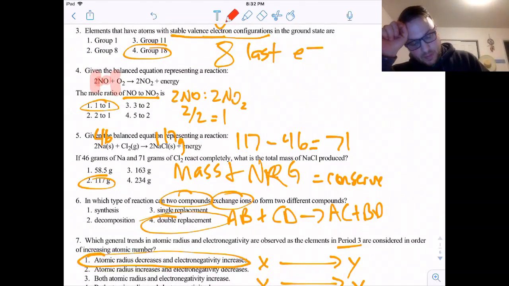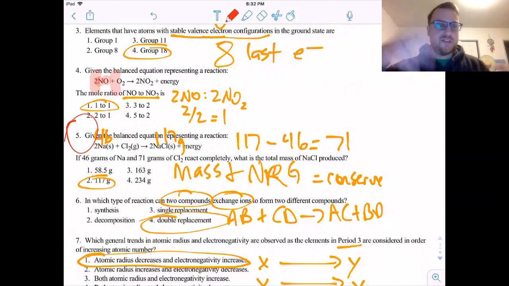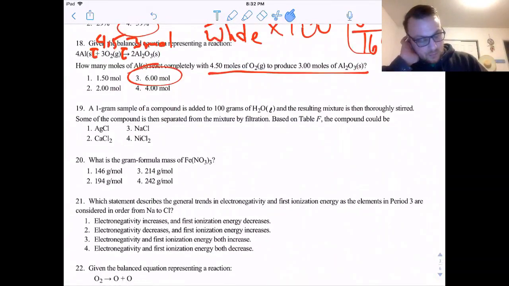So from the reaction, 4 Als make 2 Al2O3s. How many Als, that's a 4, will it take to make 3? And you cross multiply and divide, and you get 6 again. So multiple ways to solve this problem.